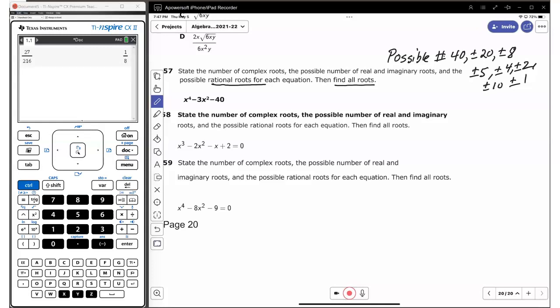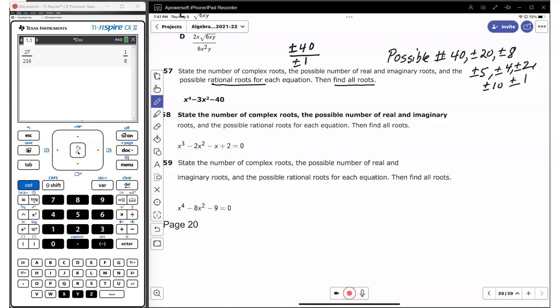Remember, you have to find the ratio of the constant. In this case, the constant is 40 over the leading coefficient, which is 1. So if I divide 40 by 1, it's just going to be 40. If I had to list them, once again, it'd be 40, the next one will be 20, the next ones will be 10, 8, 5, 4, 2, 1.